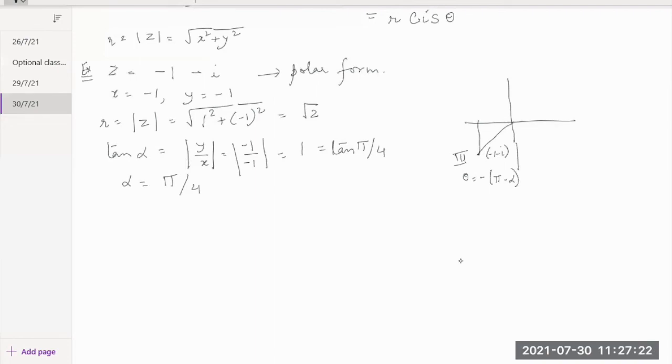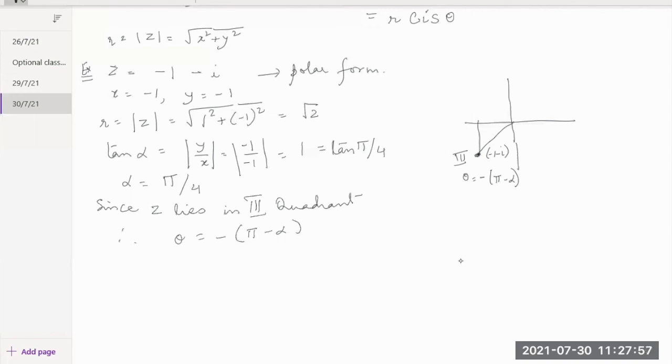So now you could do one thing. Either you could tell me that since Z lies in the third quadrant, therefore theta equals minus of (pi minus alpha) over here. Or you could simply draw this diagram, show me the location of the complex number, and just straight away come onto this line. So you could do it either way.